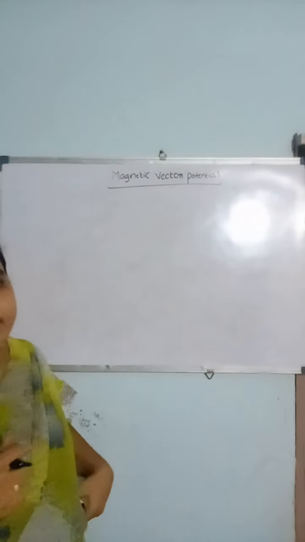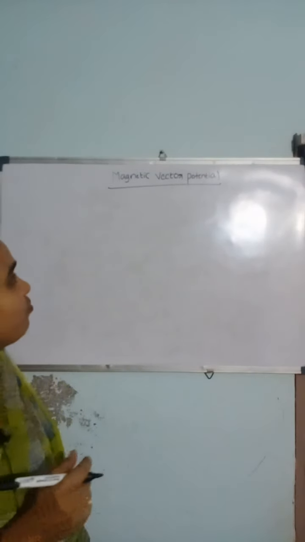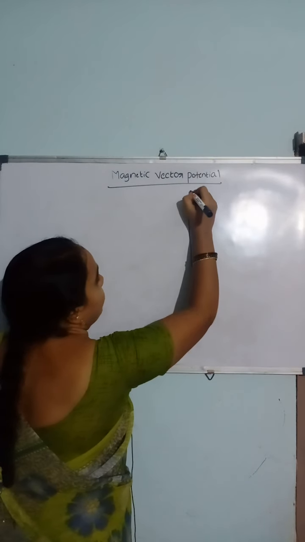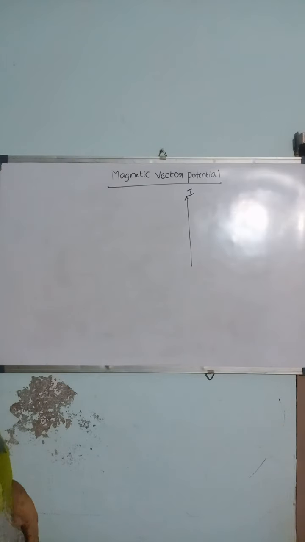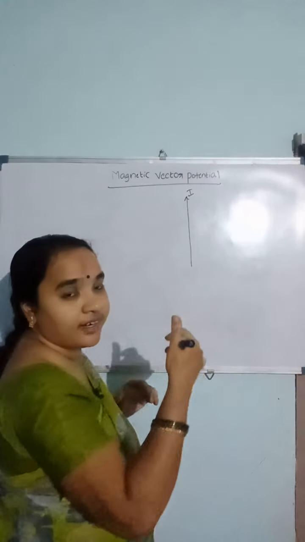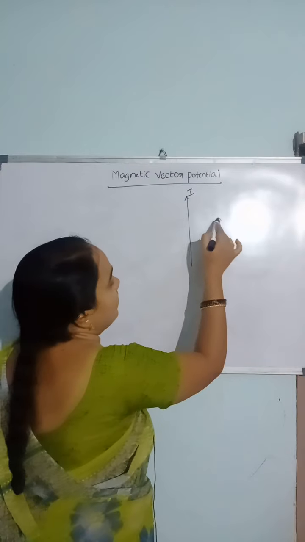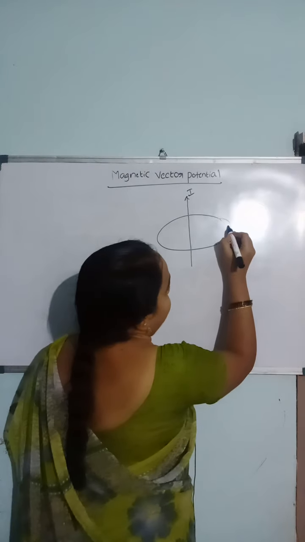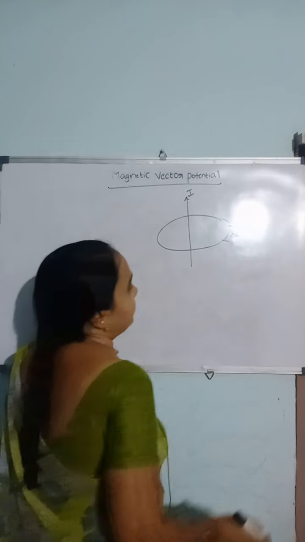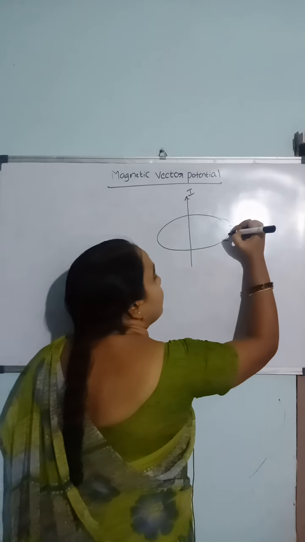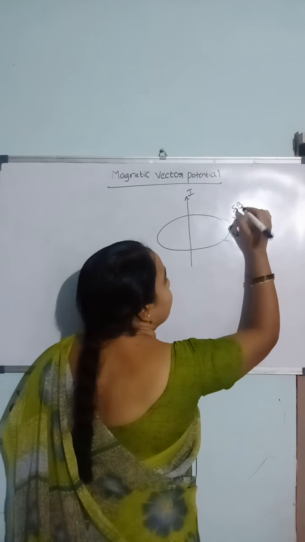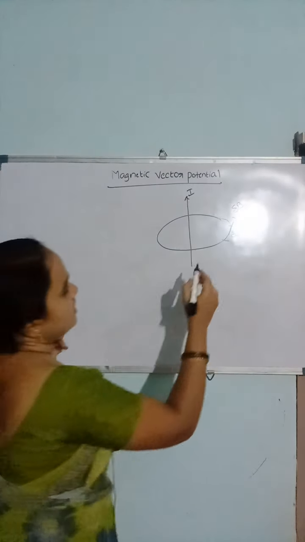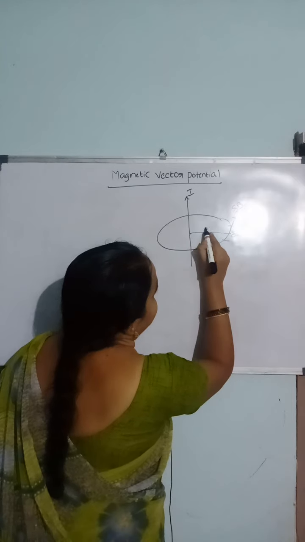Today we are going to discuss the magnetic vector potential. According to Biot-Savart's law, let us consider a long current carrying conductor which is carrying a current of I. According to the right hand thumb rule, around any current carrying conductor there is a generation of external magnetic field. If you consider a small element delta L, let the small magnetic field generated by this small element be delta B, at a distance r from this point.